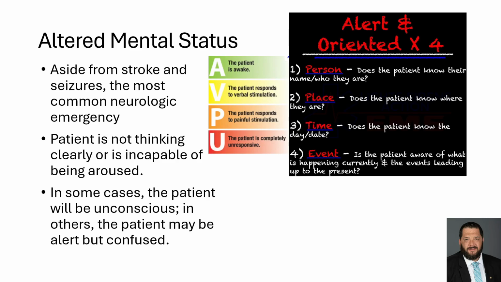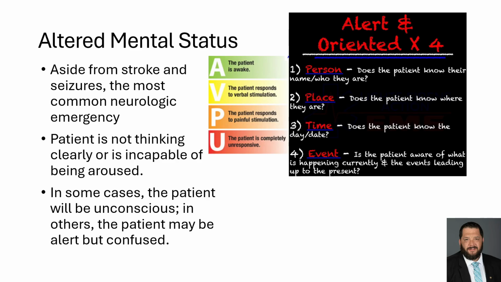The orientation scale we typically use in EMS is an orientation to person, place, time, and event. This is commonly abbreviated when a patient is alert and oriented to all of these as A&O times 4. Remember that if you're going to use the term A&O times 4, you have to have assessed whether the patient was actually oriented to person, place, time, and event. There are some simple questions you can ask the patient to help gauge where their orientation is. So, for example, person: does a patient know who they are or their name? This can be achieved very simply by asking the patient's name when you introduce yourself as a provider.